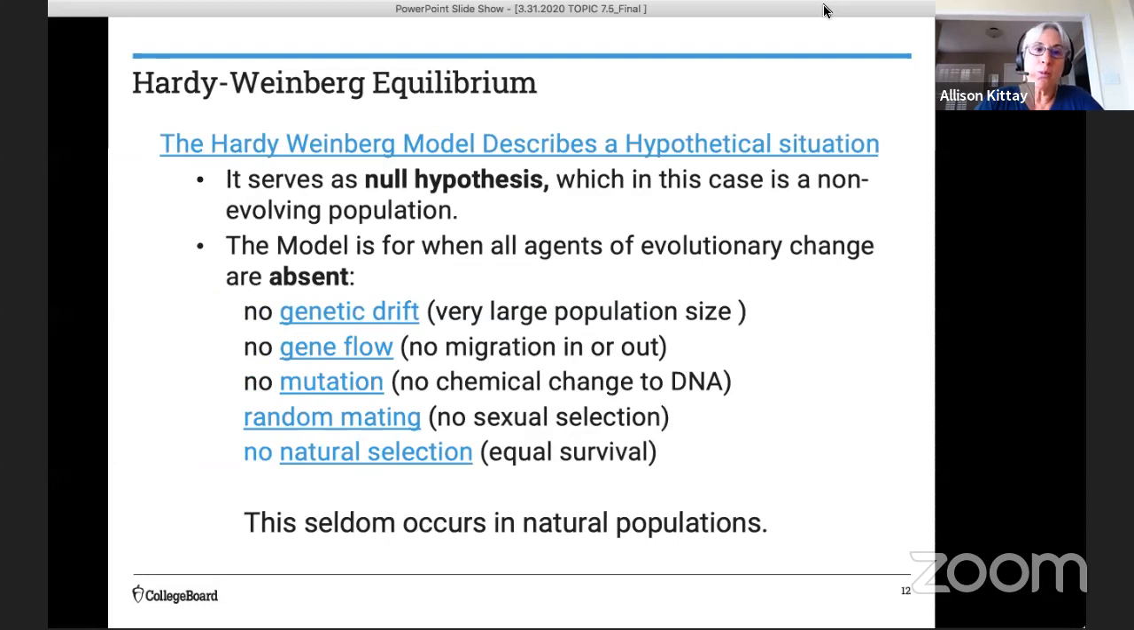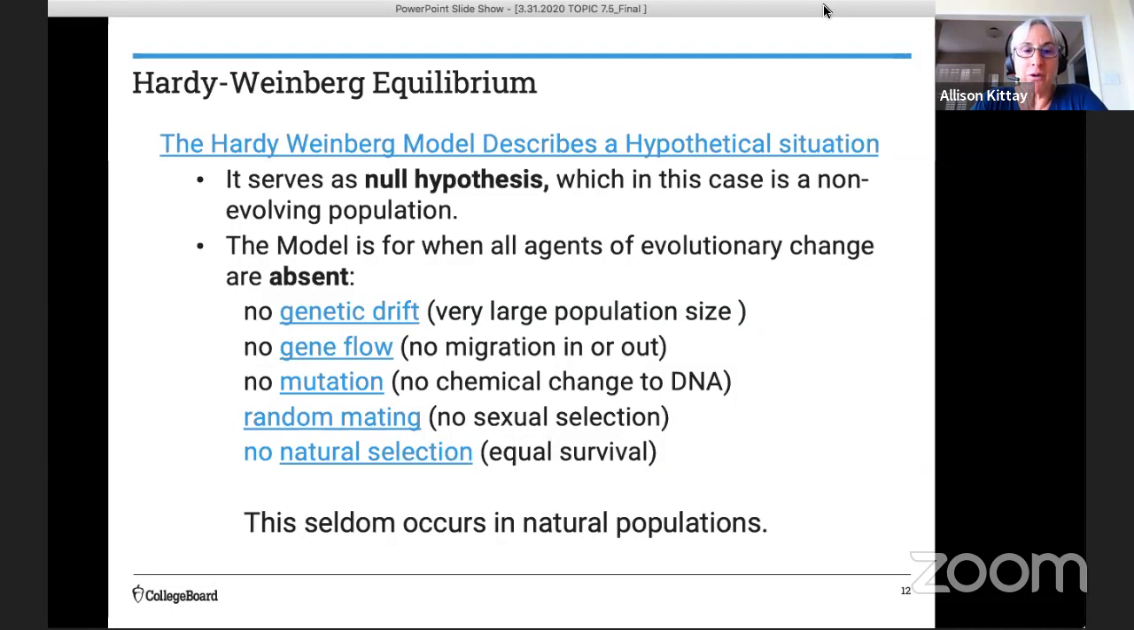So the Hardy-Weinberg model again describes a hypothetical situation. It serves as the null hypothesis, which in this case is a non-evolving population. The model is for when all agents of evolutionary change are absent. So I'm going to go through these, and then in the next slide, I'm going to present what those agents of evolutionary change are. So you can see it from both sides.